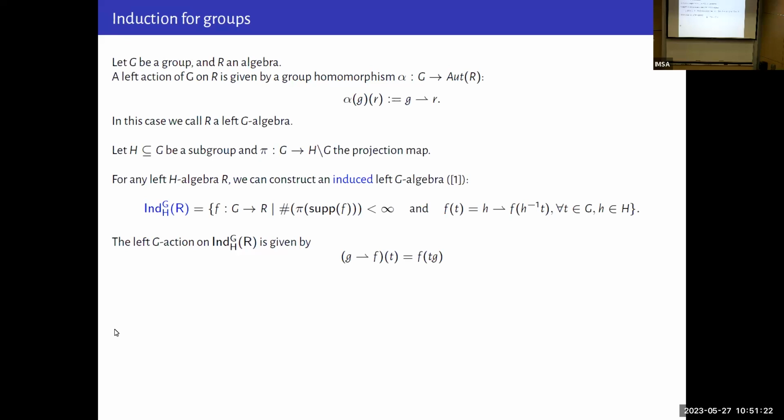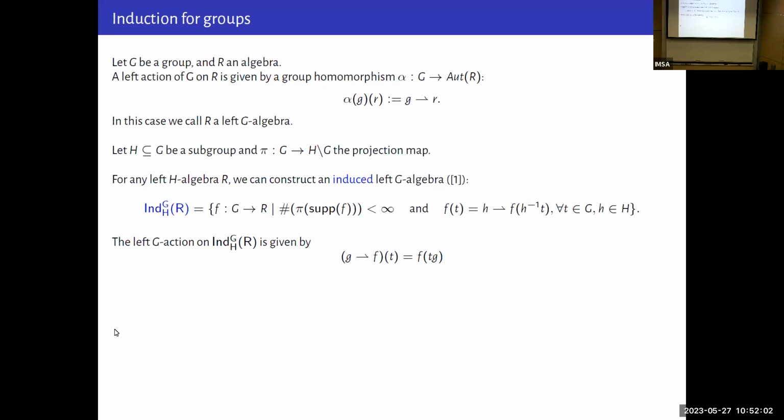This is done in the work of Eugenia and Morita. So this induced algebra is the algebra of functions from the group G to the algebra R, which satisfies these conditions. The first condition is that this function must be supported in finitely many cosets. And then we have this condition, where T is an element of the group G, H is an element of the subgroup. So note that this tells us that if we know the value of F in some representative of the right coset, then we know the value of F on the whole coset.